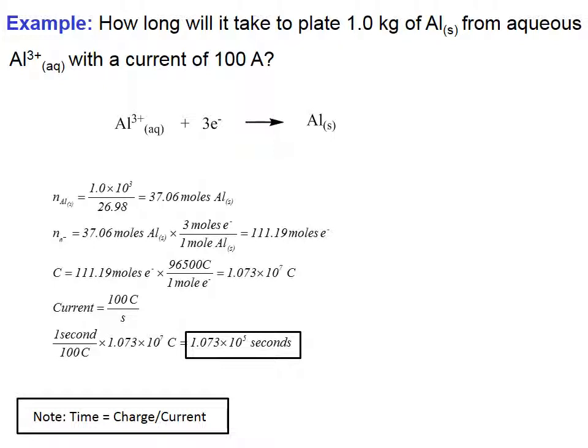Multiply my moles of electrons by Faraday's constant, and that's going to give me my number of coulombs, which is 1.073 by 10 to the 7 coulombs. Now I'm passing current at a rate of 100 coulombs per second, or alternatively, in 1 second I'm passing 100 coulombs. So I take this number and multiply it by my number of coulombs, and it tells me it's going to take 1.073 by 10 to the 5 seconds to plate out a kilo of aluminum.